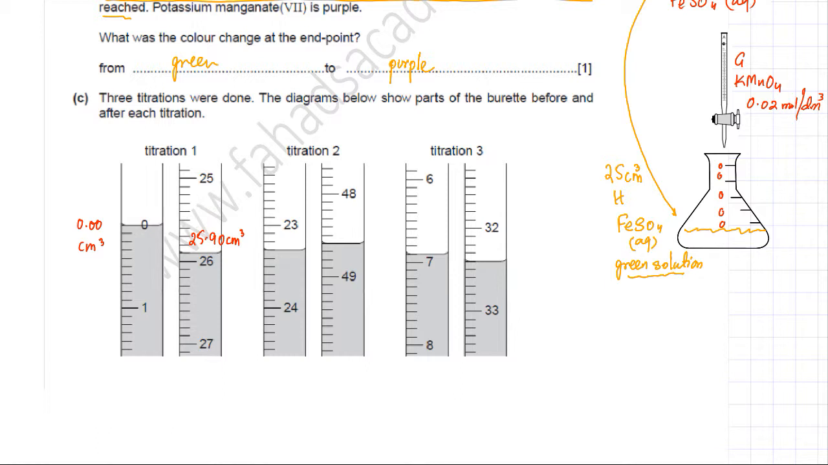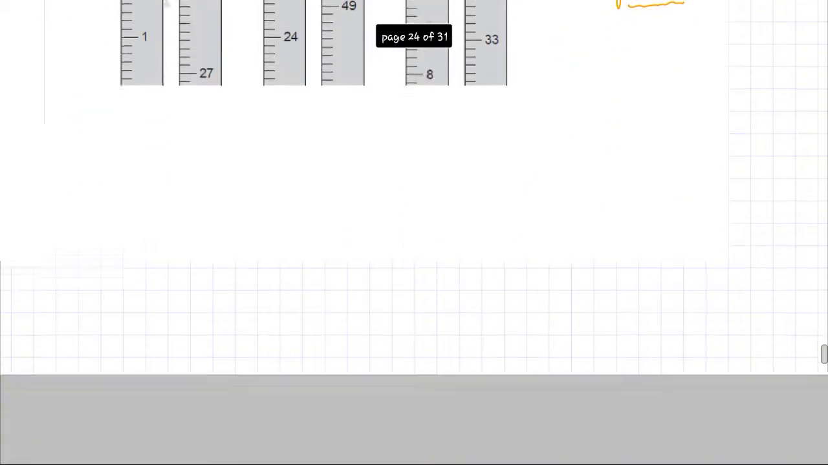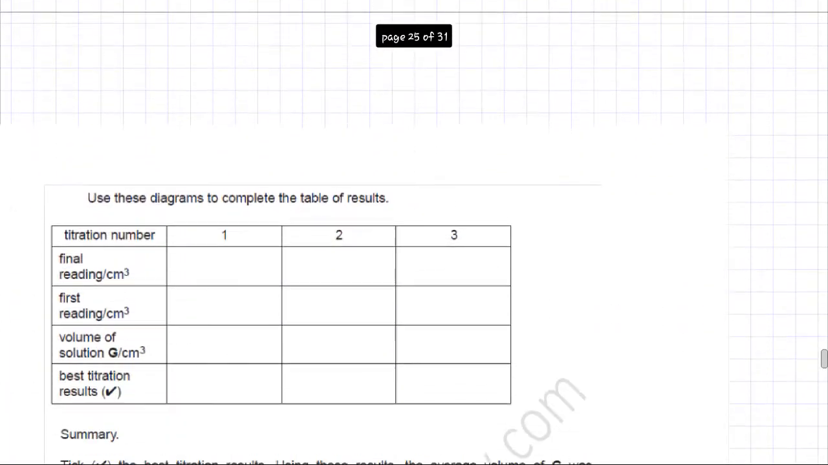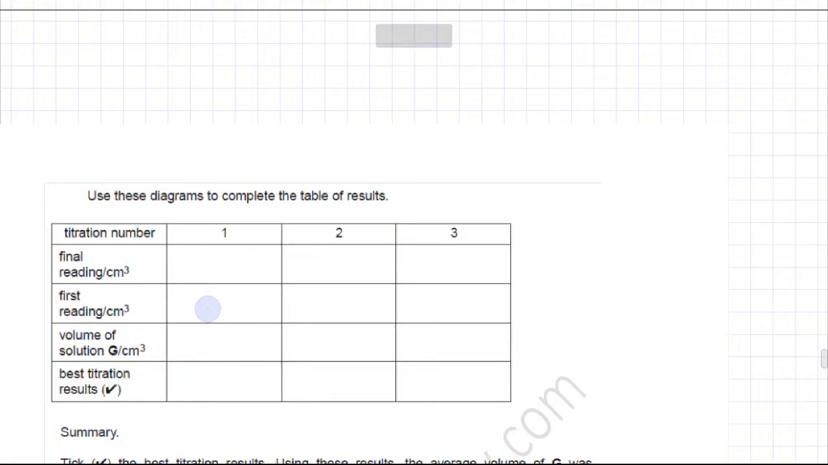So you're given a table as well, and we need to fill these values in the table. For the first titration, the initial burette reading is 0.0 cm³, and the final burette reading is coming out to be 25.90 cm³. So the volume of solution G that's actually being added is the difference between the 2 values, which is 25.90 cm³. So this is for the first titration.